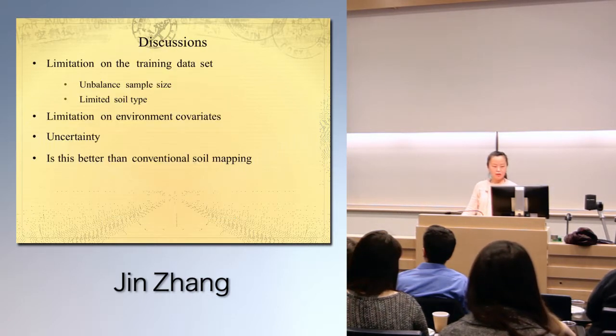Okay, and here are the discussion questions. We still have some limitations. From our training data, because it comes from old soil maps, we have an unbalanced sample size and limited soil types. Another limitation on the environmental covariates is that we only use the topography indices. There are still other things like vegetation and so on.